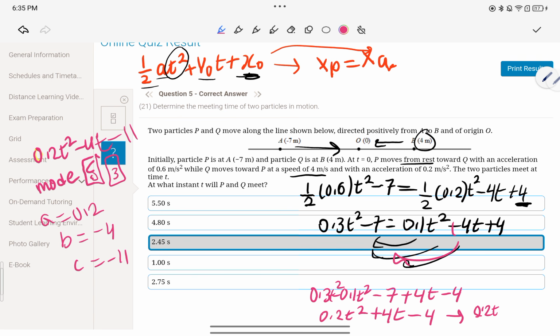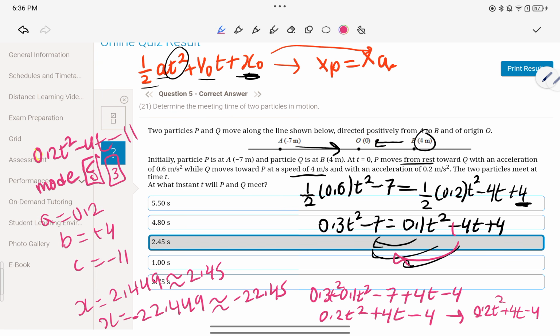0.2 t squared plus 4t. Yeah, it's already in order, I already did it in order. So this is plus. Yeah, now on the calculator you will put A is 0.2, B is plus 4, C is negative 11. You will get t equals 2.449, which is 2.45. And you will get t equals negative 22.449, which is negative 22.45.